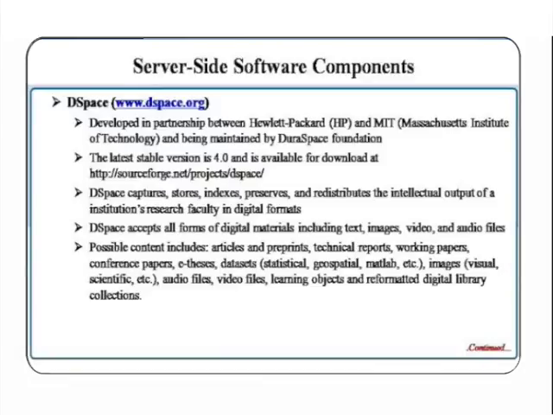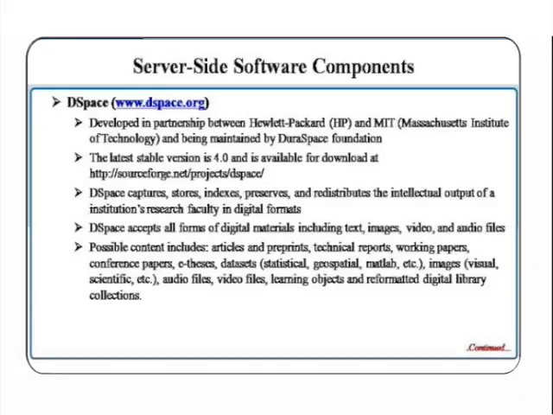The latest stable version is 4.0 and it's available for download on its website. DSpace captures, stores, indexes, preserves and redistributes the intellectual output of an institution's research faculty in digital formats. DSpace accepts all forms of digital material including text, image, video and audio files.